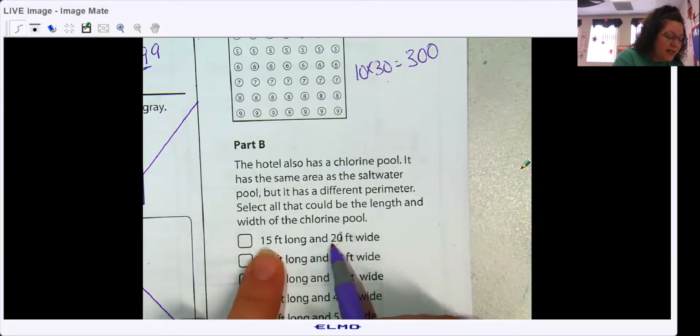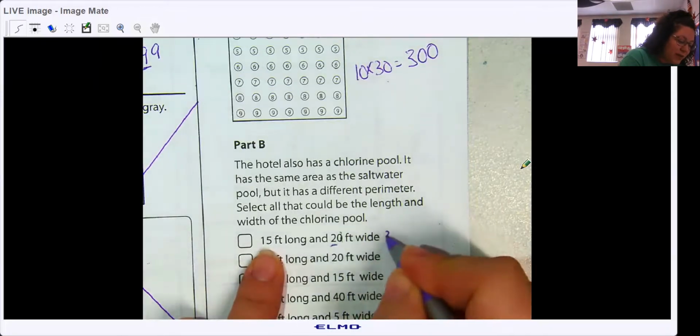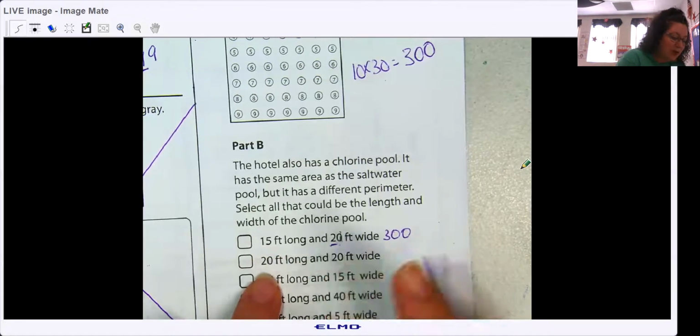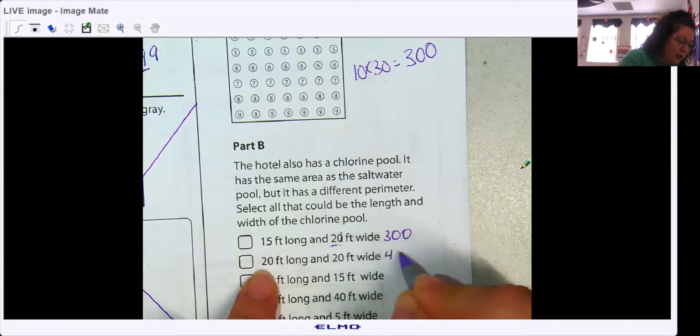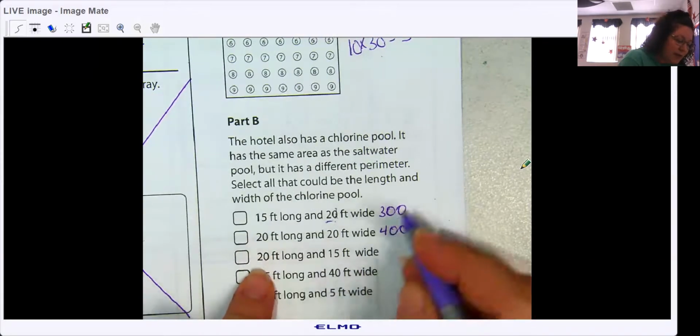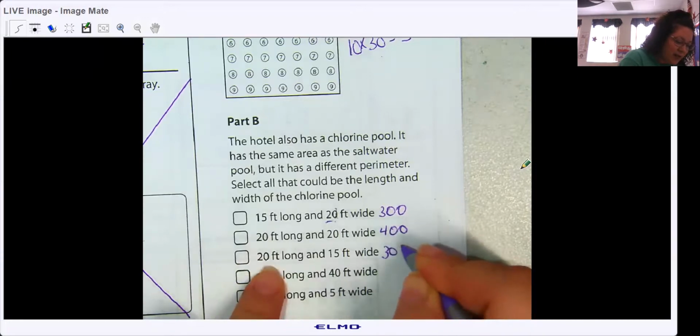So 15 times 2 is 30. Add my 0. 2 times 2 is 4. Add the zeros. 2 times 15 is 30. Add the 1 0.